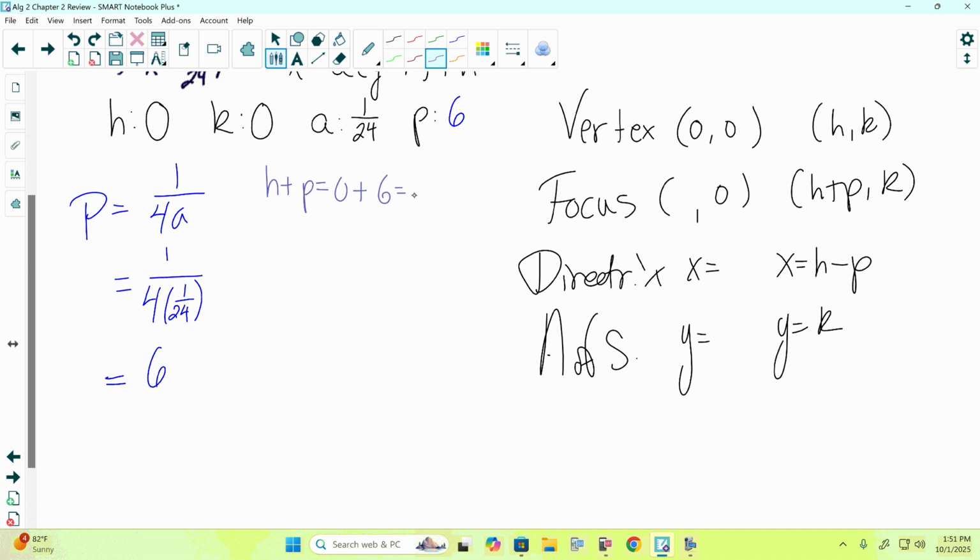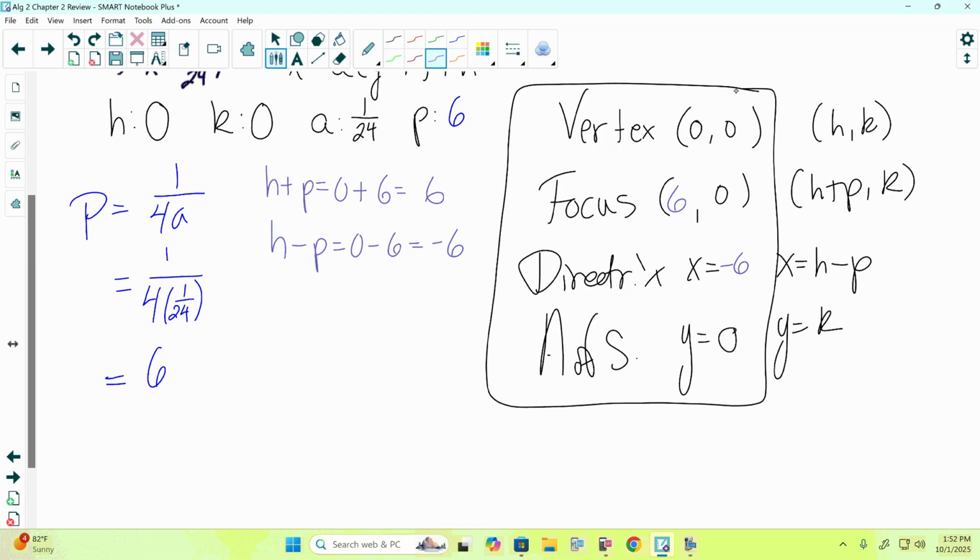So h plus p would be 0 plus 6, and 0 plus 6 is 6. The directrix would be h minus p, so 0 minus 6, and 0 minus 6 is negative 6. So x equals negative 6. And last thing, the axis of symmetry, y equals k, so y equals 0.